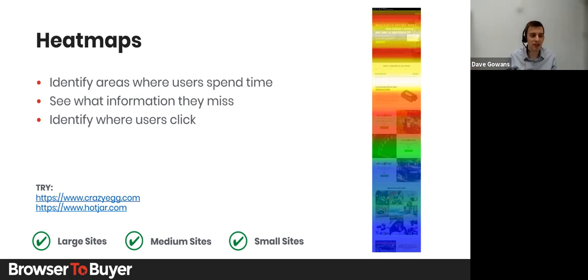This will work on any size of site. Obviously, more data is better, but even if you've got a few hundred visitors, you can start to gather this data. Crazy Egg is my preference here. They provide better heat maps, but Hotjar is a great tool. It's free. You can put that on and do it with that.